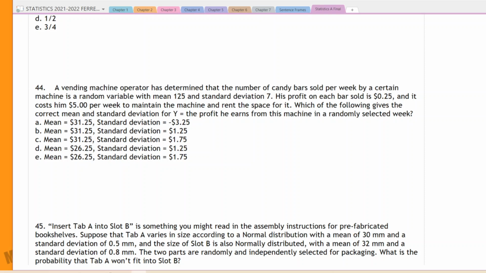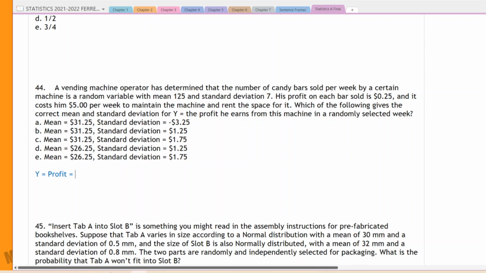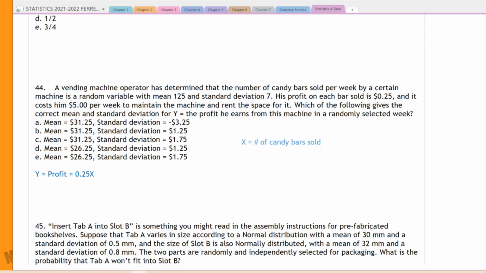Our first task here is to figure out the profit equation. So the profit's definitely going to be how many candy bars were sold multiplied by the profit on each bar. So if we call x the number of candy bars sold, then the profit, well, that's going to be 0.25x minus the weekly cost, which was $5. So y is equal to 0.25x minus 5. Now we can move on to the job of finding the mean of y.